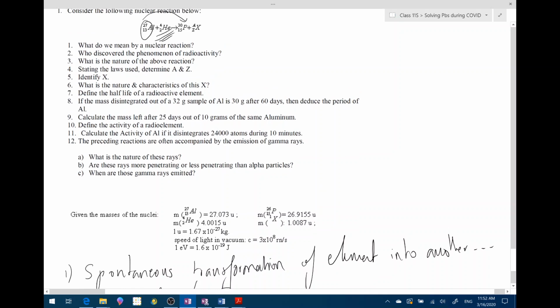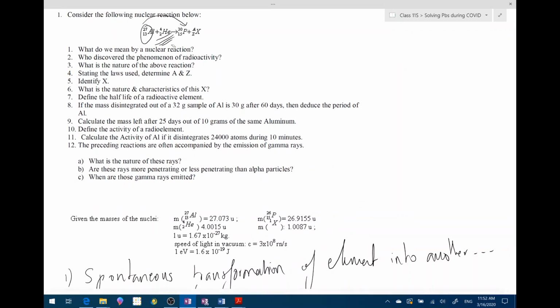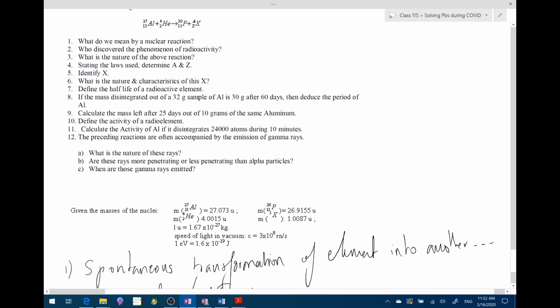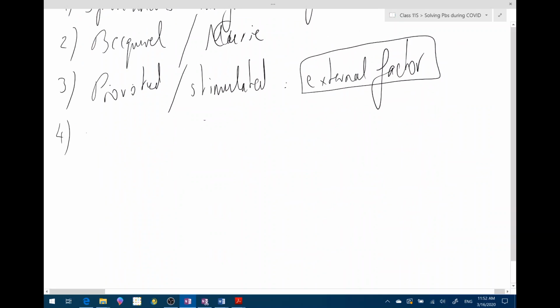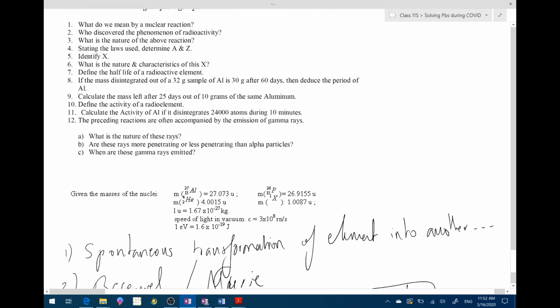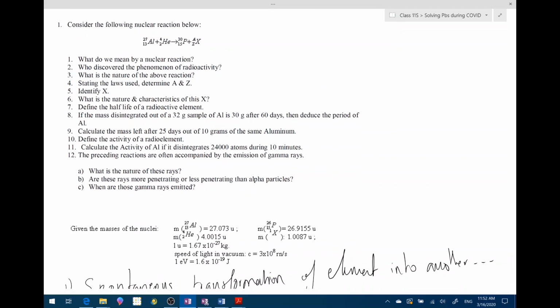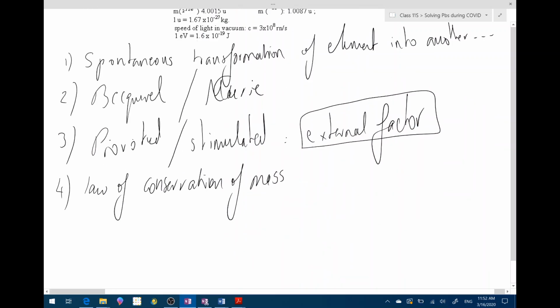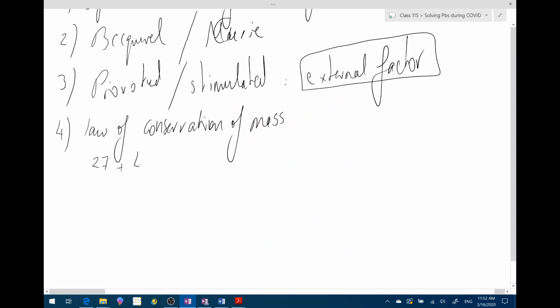Okay, stating the laws used, determine A and Z. I'm going to erase those again. A and Z. Well, what are these laws? Law of conservation of mass. Mass before equals mass after. If you take a look, the mass before was 27 and 4, 30 and A. Those are the masses before. 27 plus 4 equals 30 plus A. So that would give you an A which is 1.